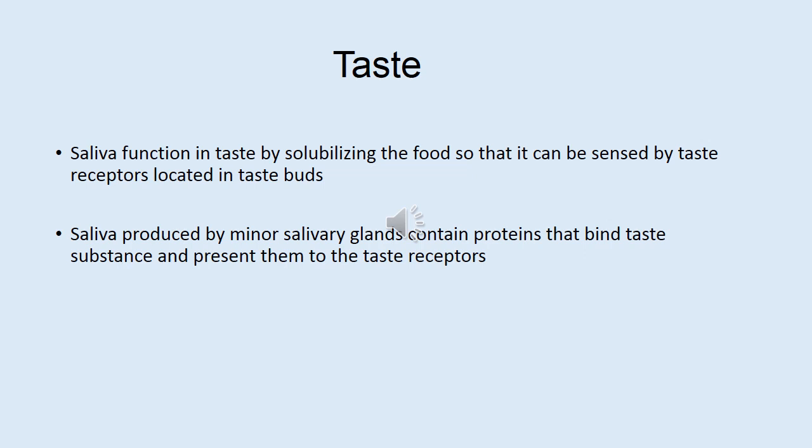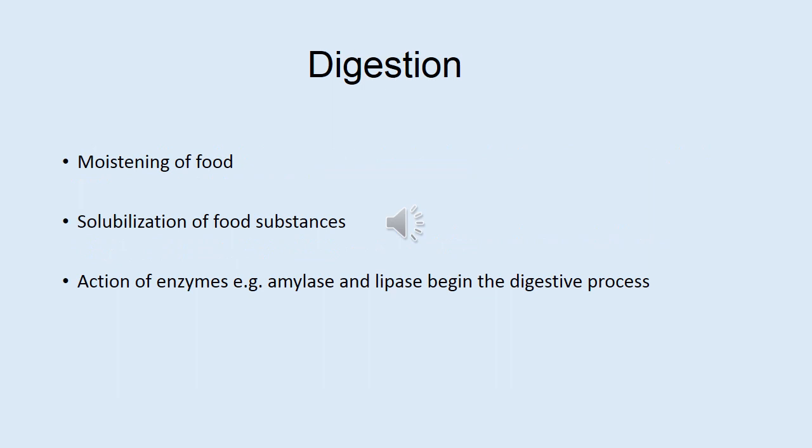Digestion. Saliva helps in moistening of the food. Then it helps in solubilization of the food substances. Actions of the enzymes, for example amylase and lipase, present in the saliva start the digestive process.